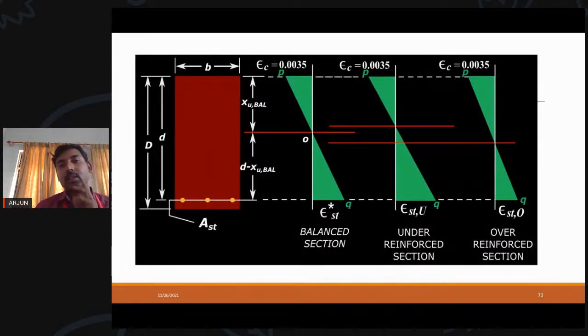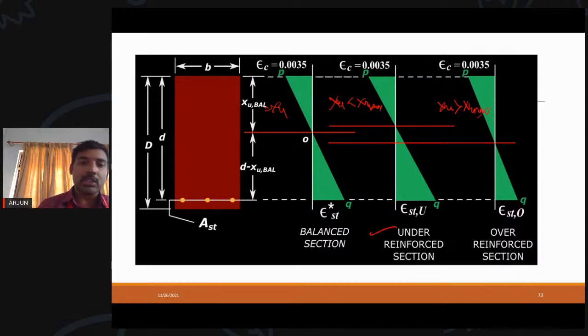The concept of balanced section, under reinforced section and over reinforced section is very important. If Xu is equal to Xu max, we call it a balanced section. In case of under reinforced, Xu is always less than Xu max. In case of over reinforced section, Xu is always greater than Xu max. Generally we prefer an under reinforced section. Balanced section is an imaginary section. We cannot provide it practically.